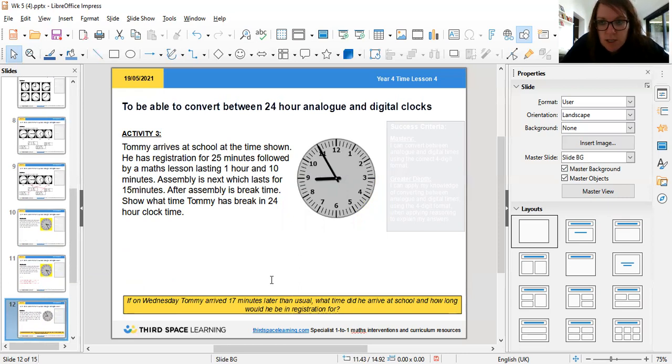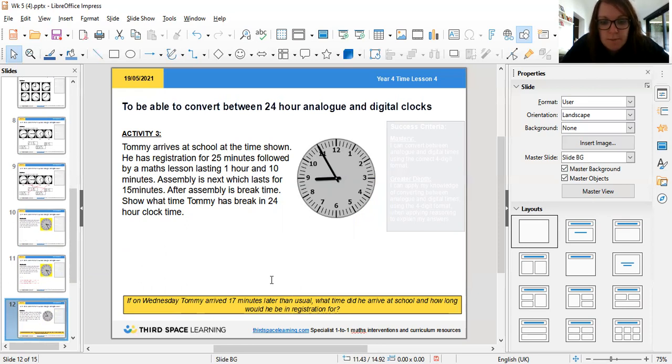And for those of you that like a challenge, and I can check your answers on Tapestry, it says Tommy arrives at school at the time shown. He has registration for 25 minutes, followed by a maths lesson for 1 hour and 10. Assembly is next, which lasts 15. After assembly is break. Show what time Tommy has break.